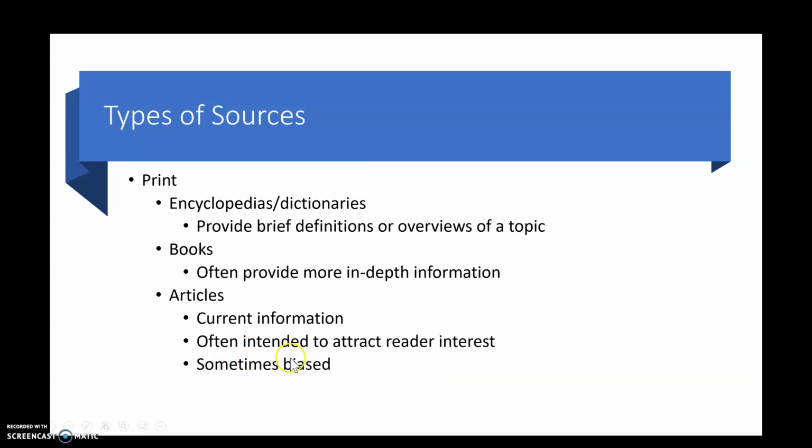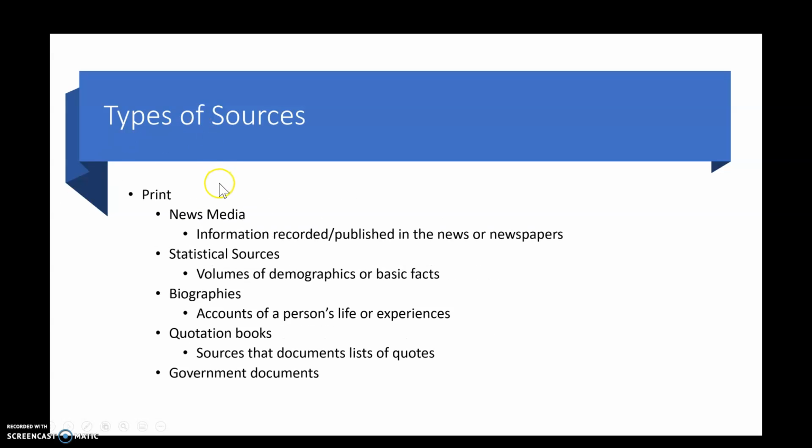Sometimes, these are articles like newspaper articles, not journal articles. But they do tend to be current. They do tend to attract reader interest, and they can sometimes be biased depending on the needs of the publication. Additional print news media, so this is information published or recorded in the news or newspapers. Sometimes reliable, sometimes not, really depends.